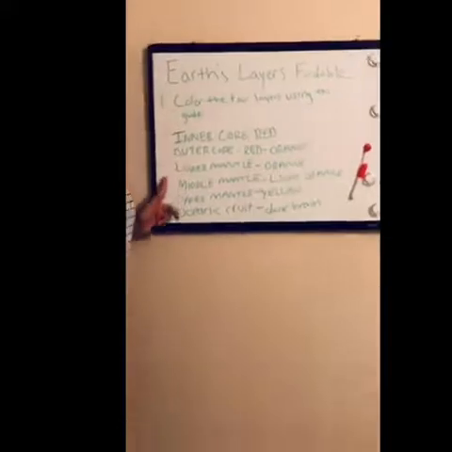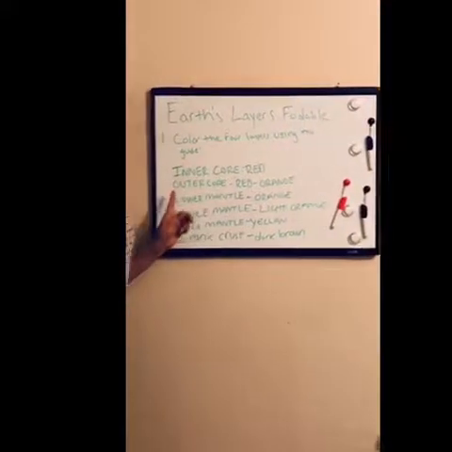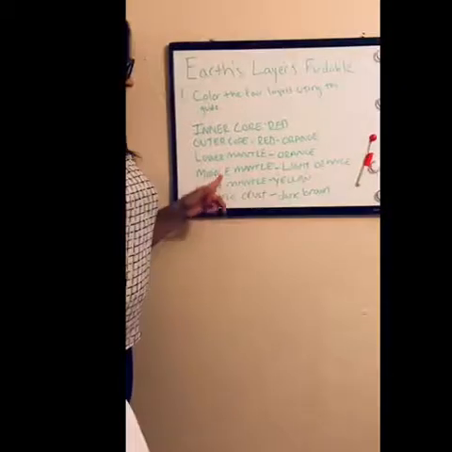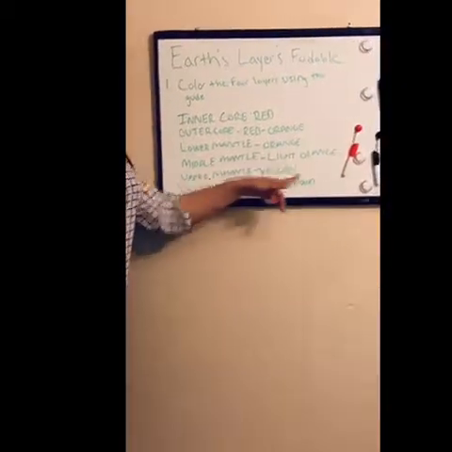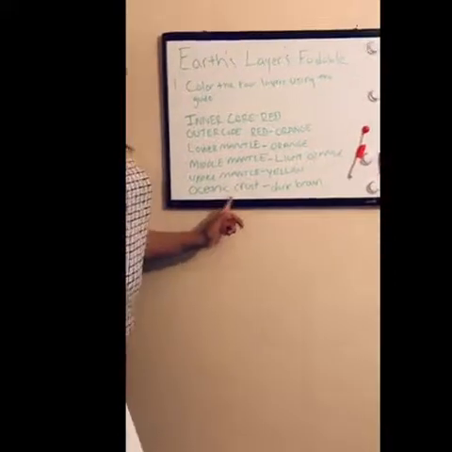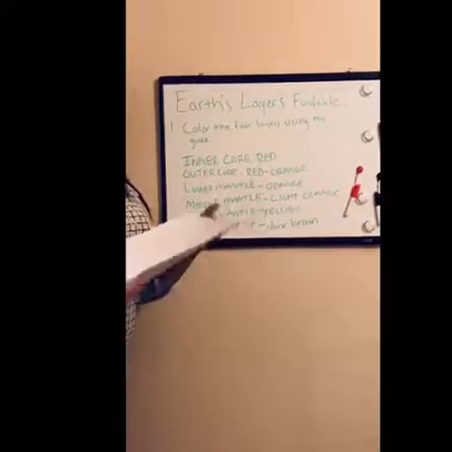We're going to color the different layers. The inner core will be red, outer core will be red-orange, lower mantle will be orange, middle mantle will be light orange, the upper mantle will be yellow. The oceanic crust will be dark brown.